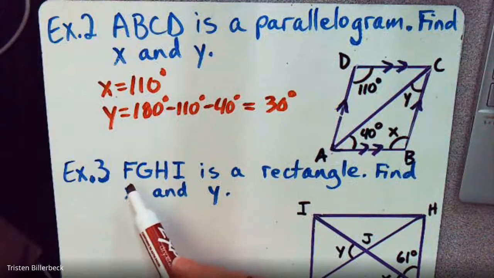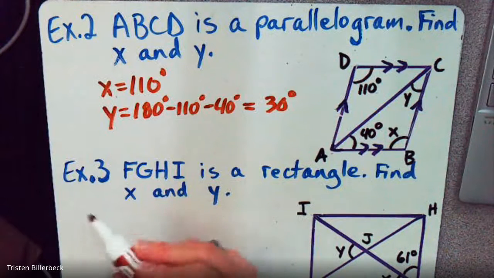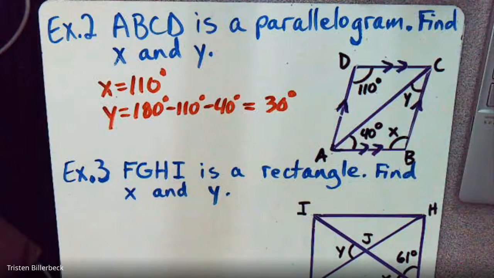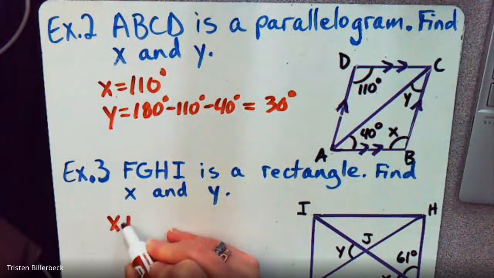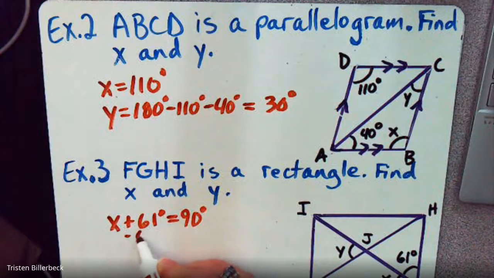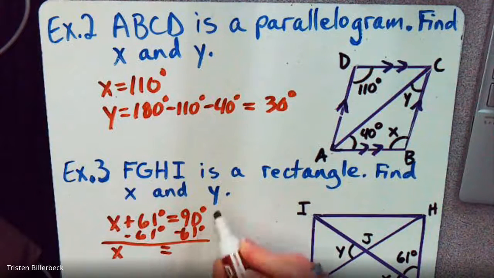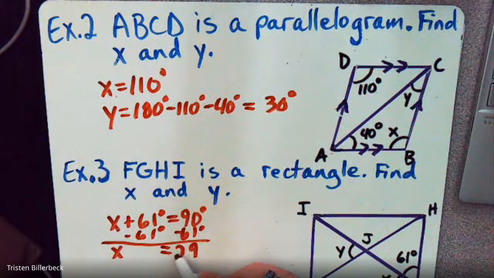Now let's look at quadrilateral FGHI. It is a rectangle, so that tells us we have right angles. Find x and y. If they're right angles, this adds up to 90 degrees. X plus 61 degrees should equal 90 degrees. So we subtract the 61 from both sides, and we get x equals 29 degrees.